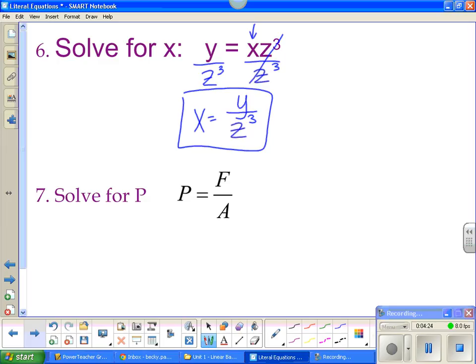Okay, 7's a little different. It says solve for p. Let's change this to, let's solve for f. Okay, in order to solve for f, what's with the f? Well, currently it's being divided by a. So what is the opposite of division? And that is multiplication. So I'm going to multiply both sides by what it is being divided by, which is a. So I'm multiplying both sides by a. These are going to cancel. I now have f by itself. And on this side, I have A times P, so AP.